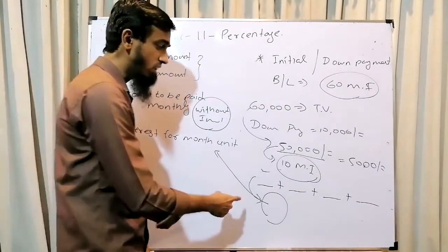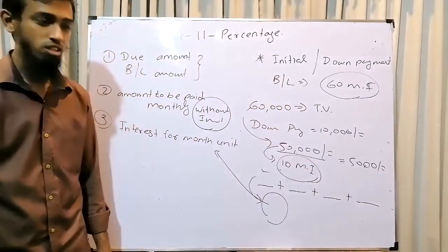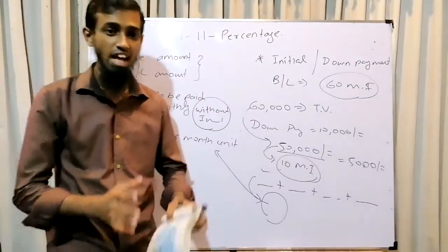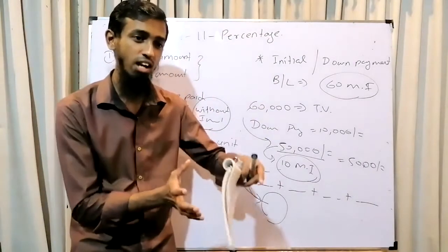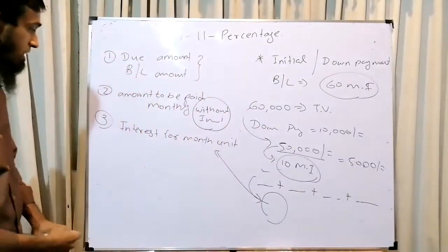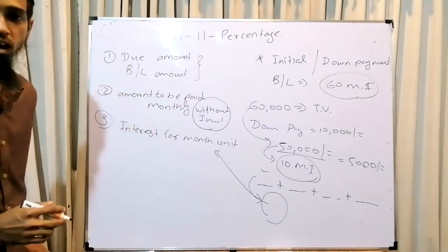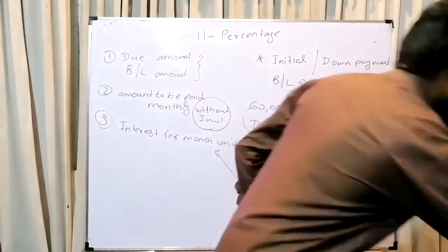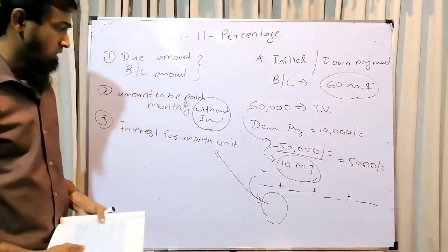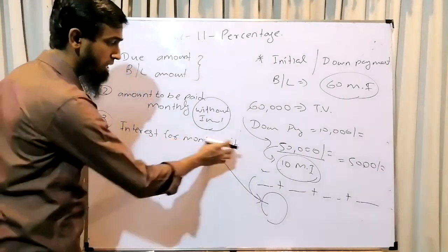So, can we calculate interest for 60 monthly installments? Can't. So for that purpose, we are going to use another method. For that method, we need 2 things. What are the two things? Initially, we need the interest for a month unit. The first part we need is the interest for a month unit.